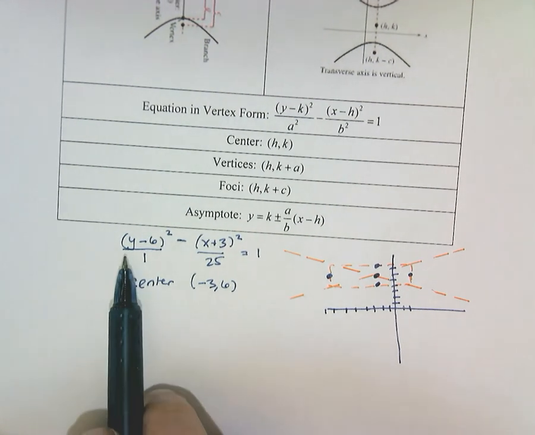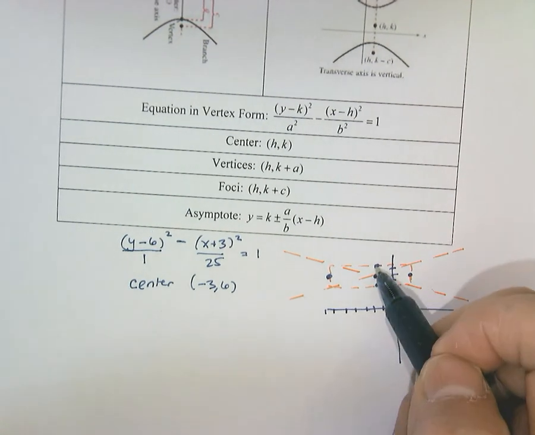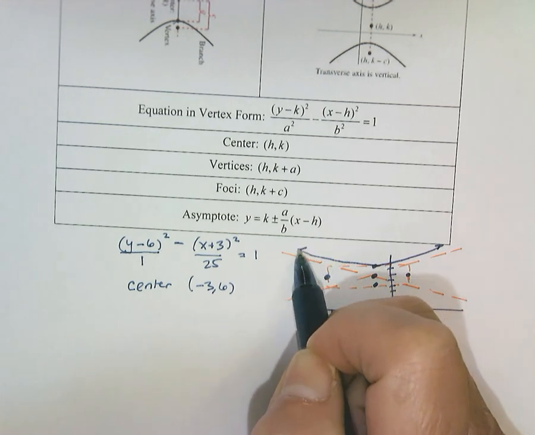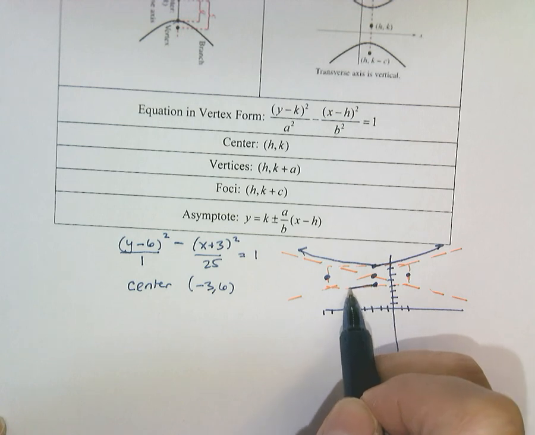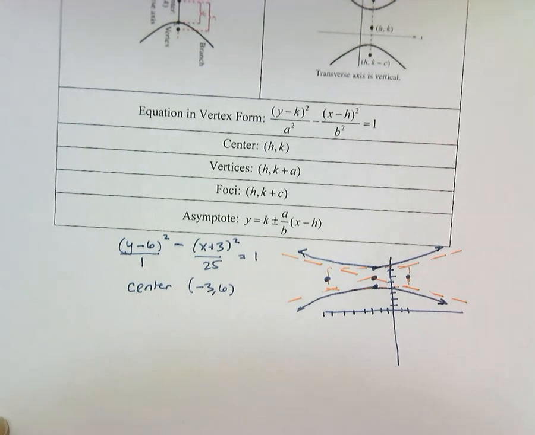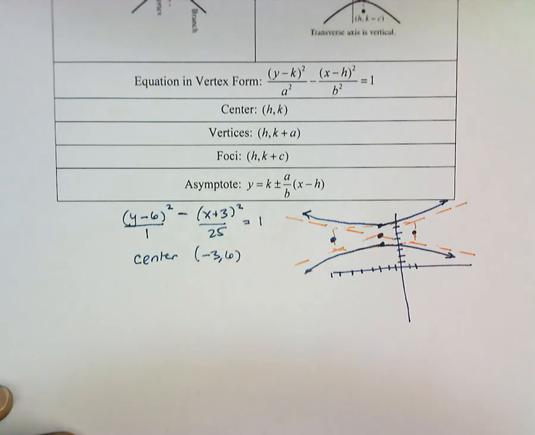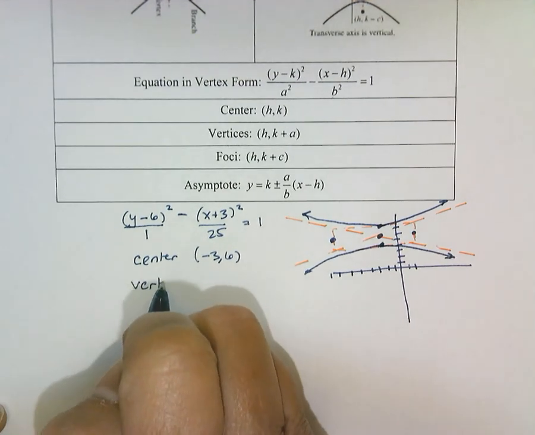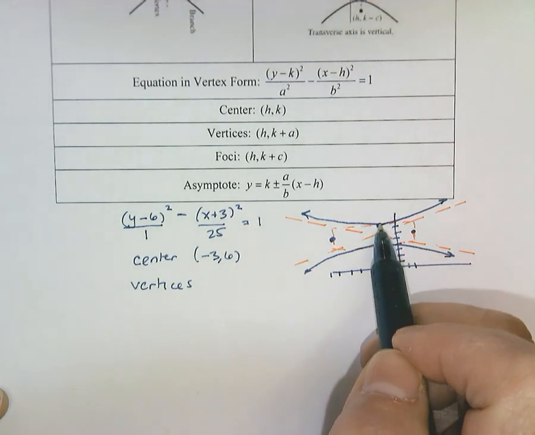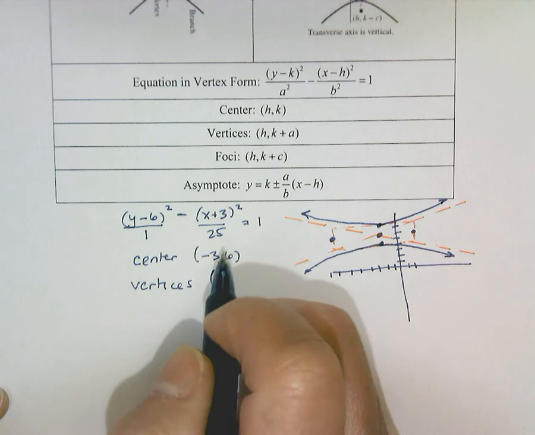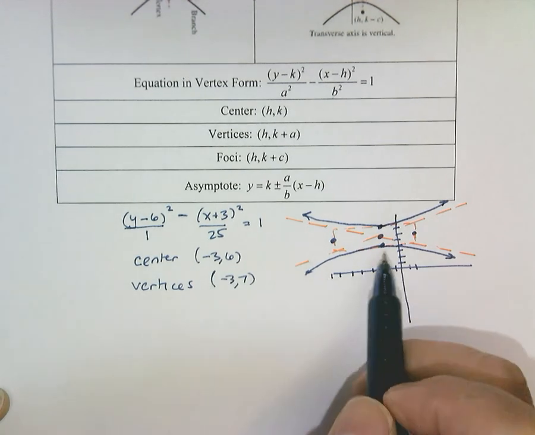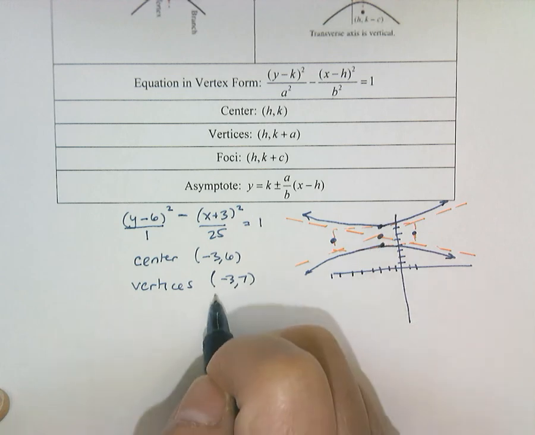Because the y is first, this is going to open up. So there's the vertex right here, and I'm going up. Here's the vertex, I'm going down. I go up towards the asymptotes and don't cross it. So my vertices are right here. So that is the point -3, 7. And this one here is the point -3, 5.